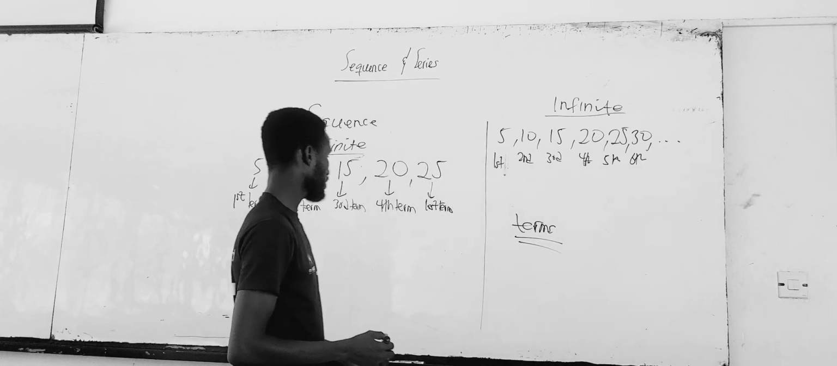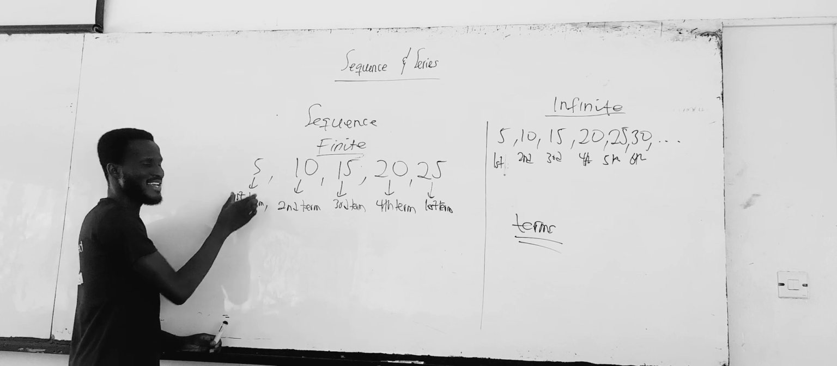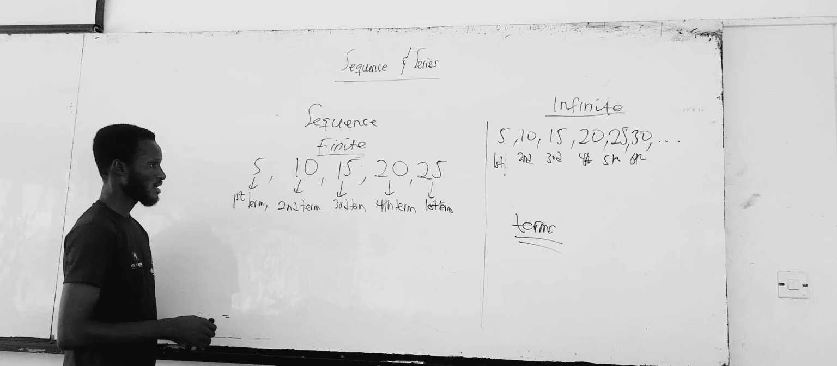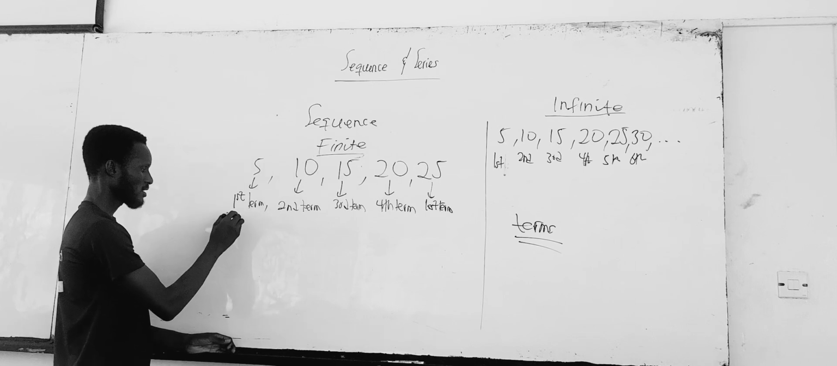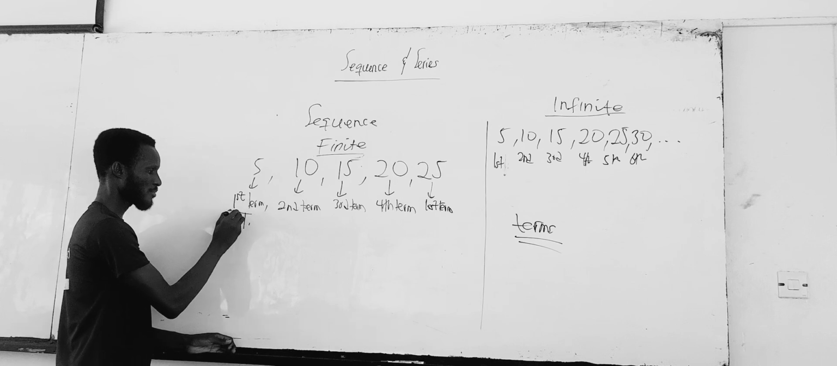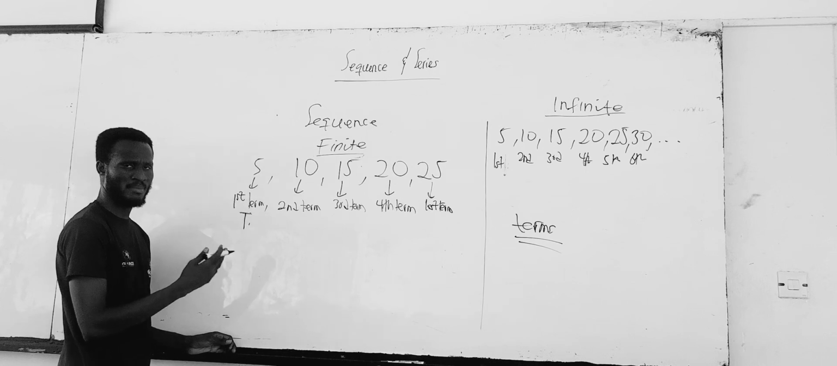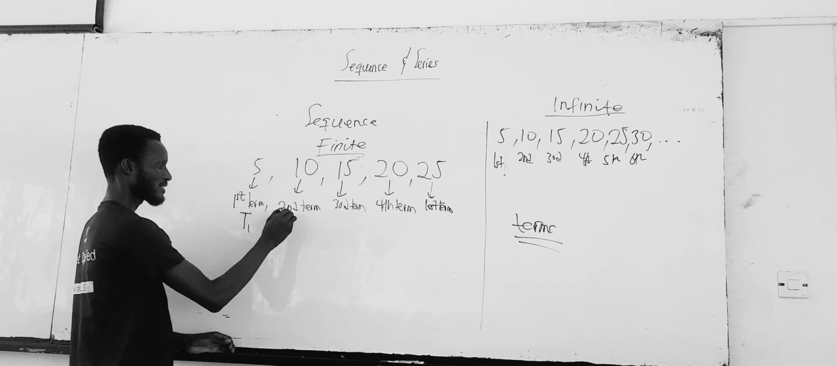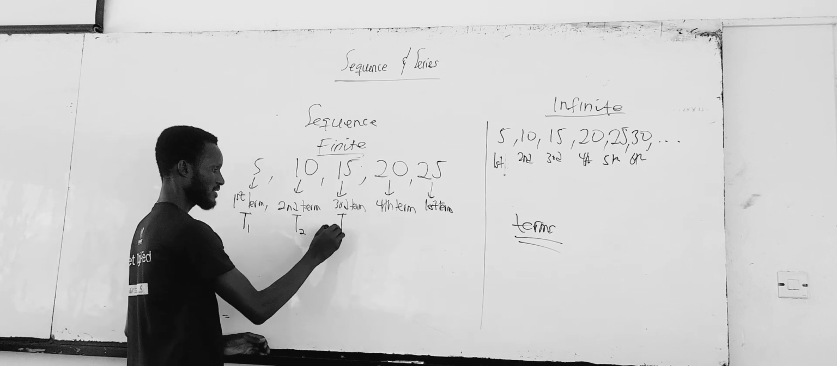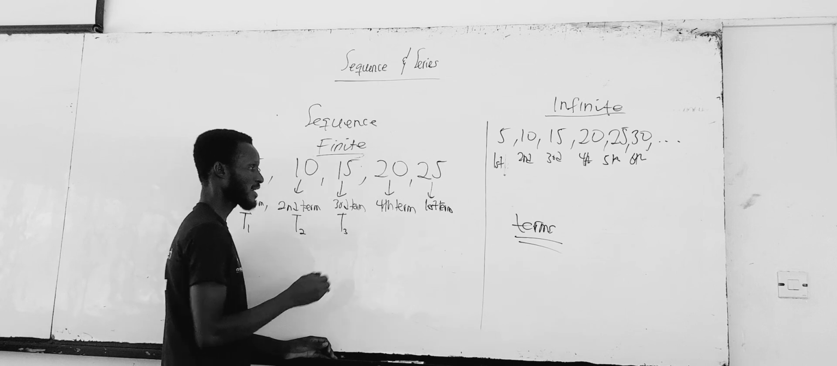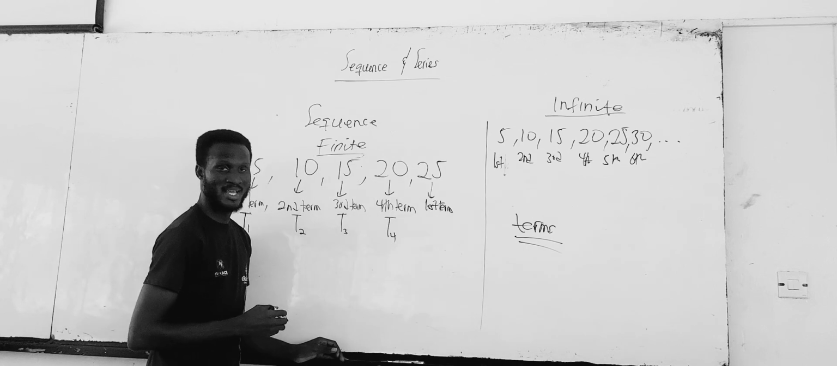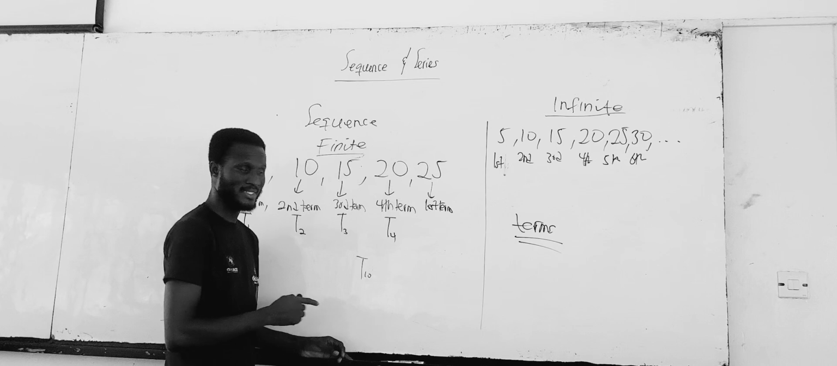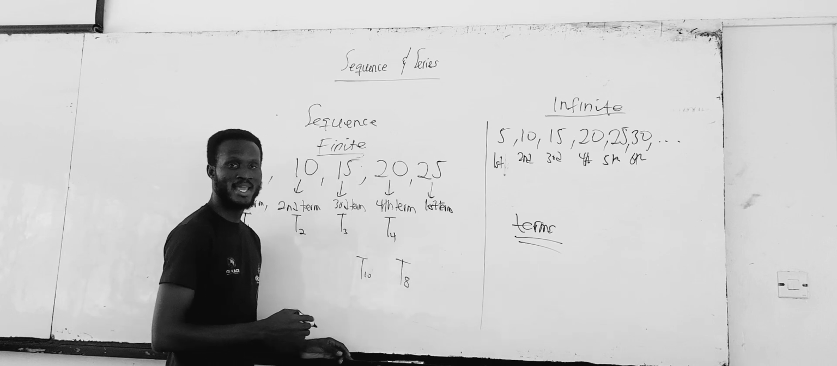Now, follow me closely. For the first term, we use something to represent it. Most of the time, we use letters to represent the terms. Normally we use T1. Some people use U, some use any other letter, but I prefer using T. So T sub 1 represents the first term, T sub 2 represents the second term, T sub 3 represents the third term, T sub 4 represents the fourth term. When we have T sub 10, this will represent the 10th term. T sub 8 represents the 8th term, in that order.